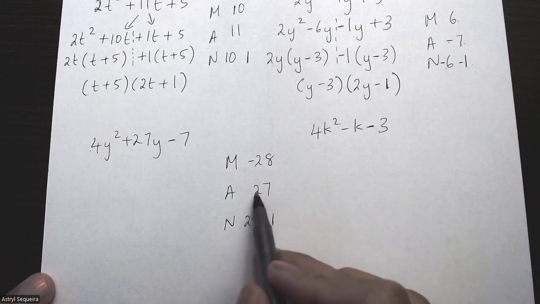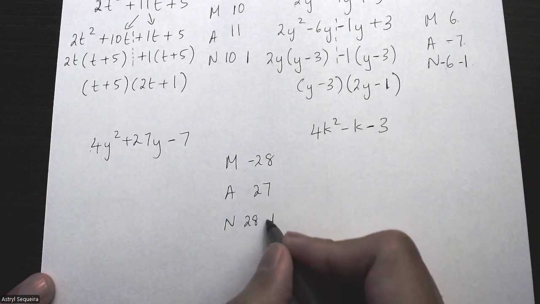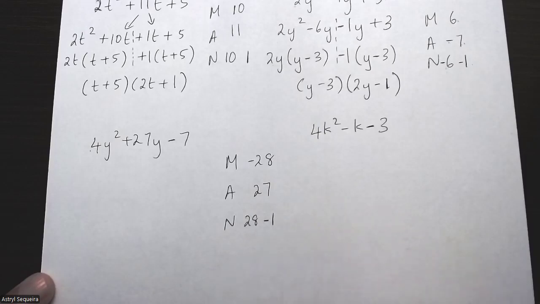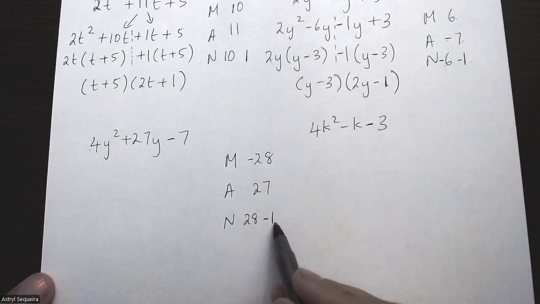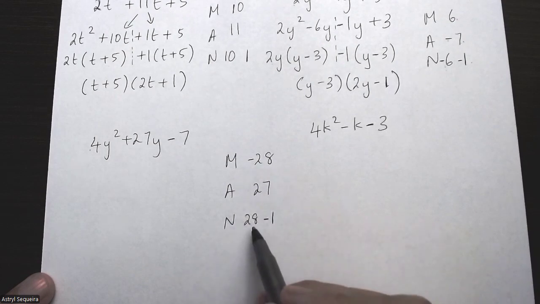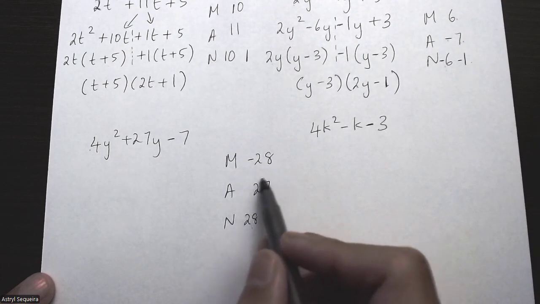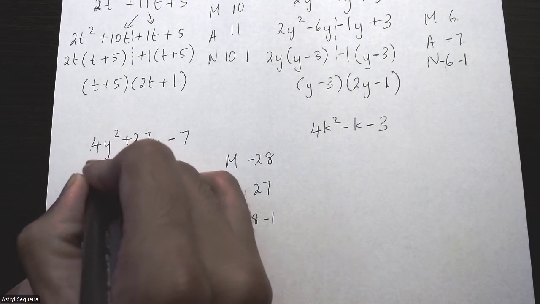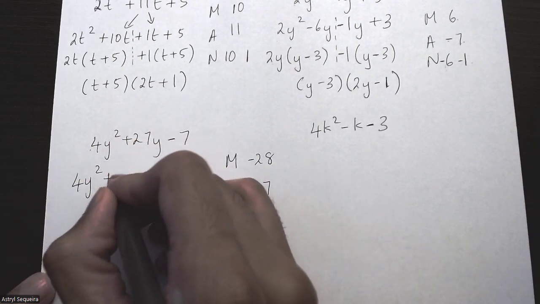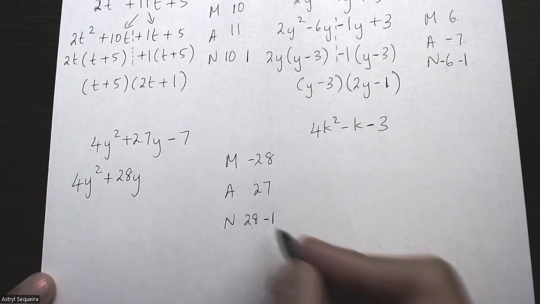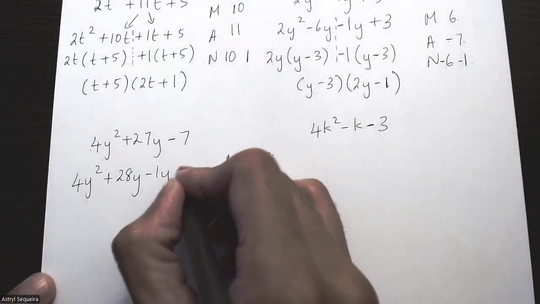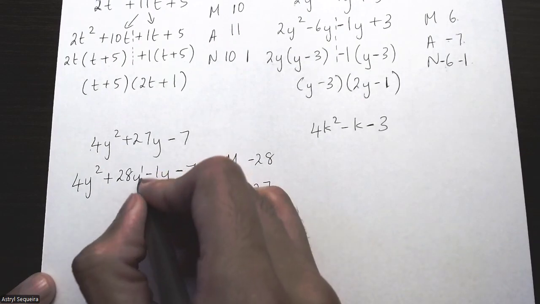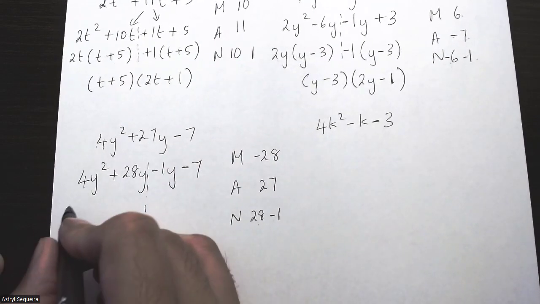And to get positive 27, I have to do 28 and -1. So 28 times -1 is -28. 28 plus -1 is 27. I'll break it down again over here. So 4y squared plus 28y minus 1y minus 7. I'll split it in the middle and factor by grouping.